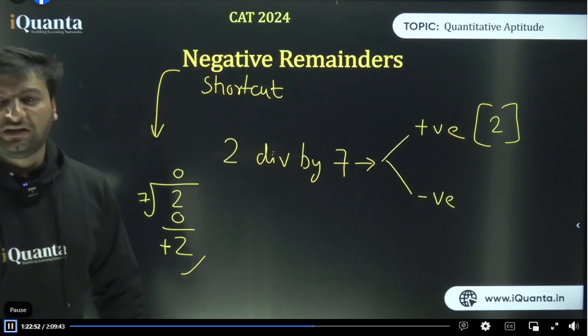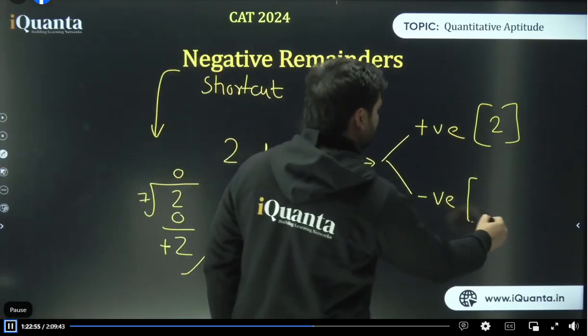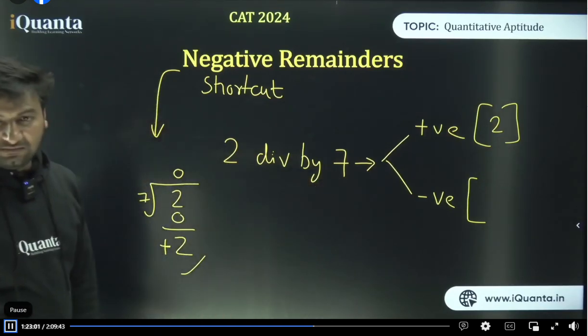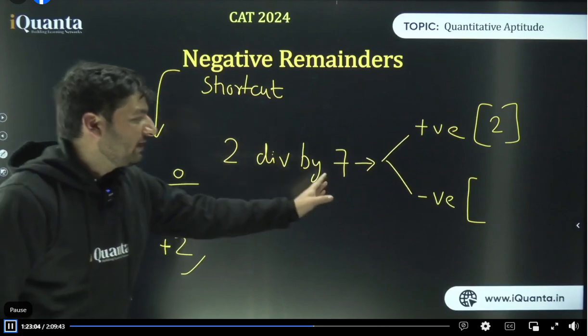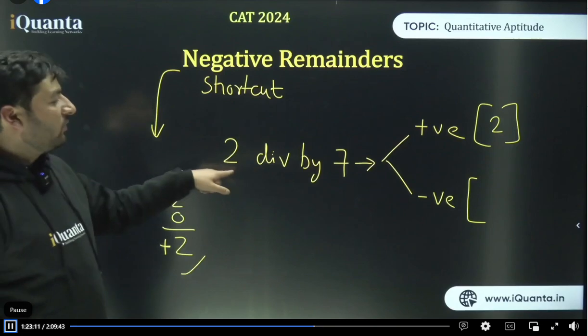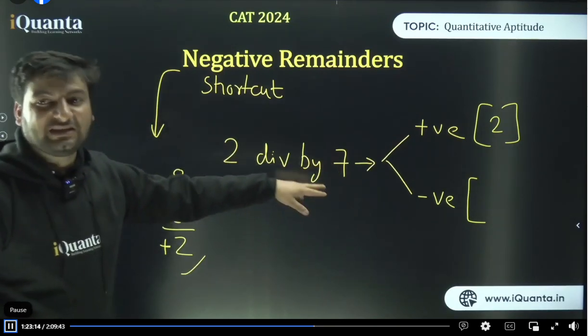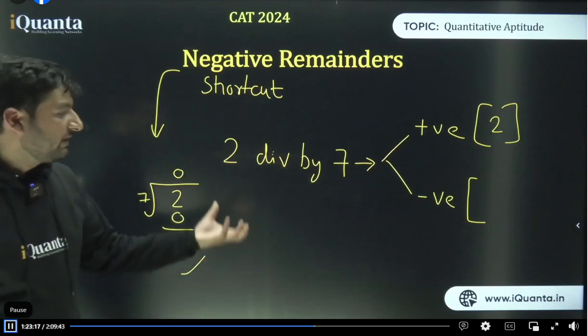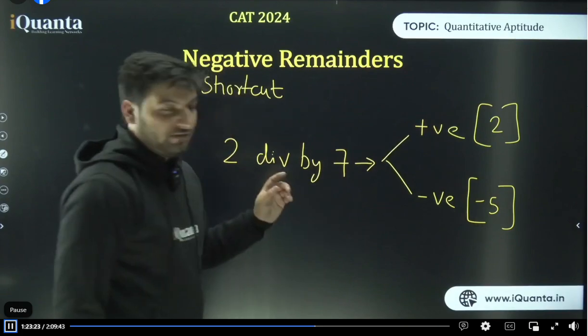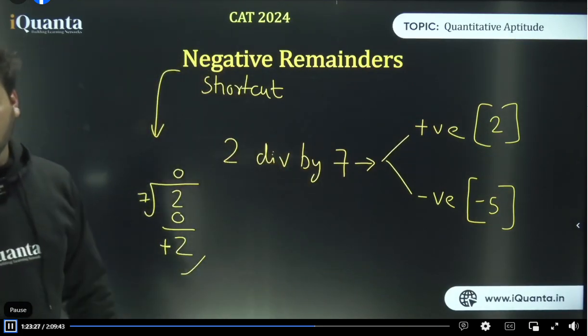But what if I ask you the negative remainder? You can see that in this case my dividend is smaller than the divisor, right? So when 2 is divided by 7, what is the difference between 2 and 7? It is 5. Because the divisor is bigger than the dividend, you will write a negative remainder, and the difference between 2 and 7 is 5. So you will write minus 5 as the remainder. So if I ask you positive remainder, 2, negative remainder, minus 5.